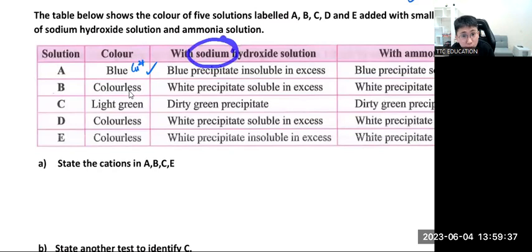Sodium hydroxide add already, get you white precipitate that is soluble in excess. So let's go using this one. Let's go to our notes first. I want actually white precipitate that is soluble means a tick, WP and a tick. So go to your ZAPCM table, go to this sodium hydroxide test and find WP and a tick. So what is WP and a tick?